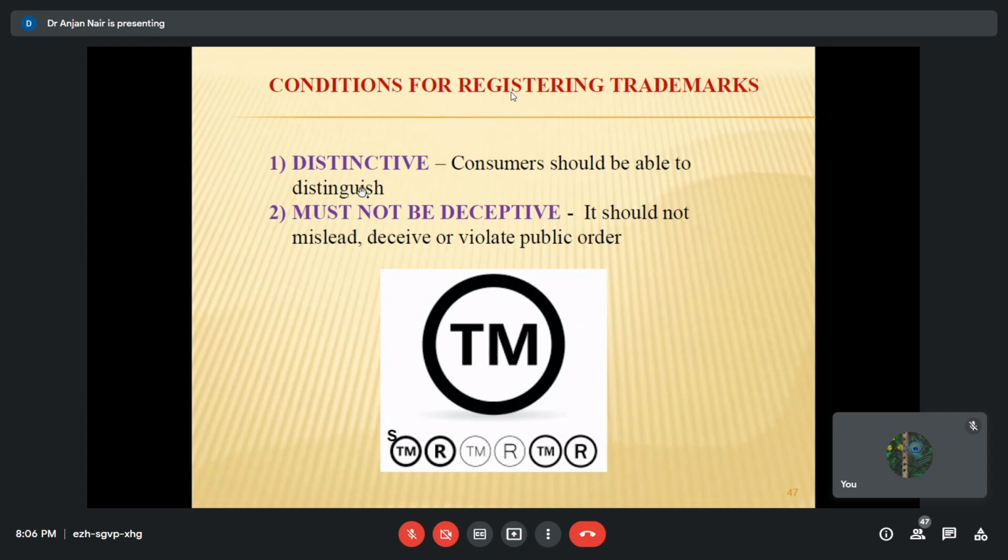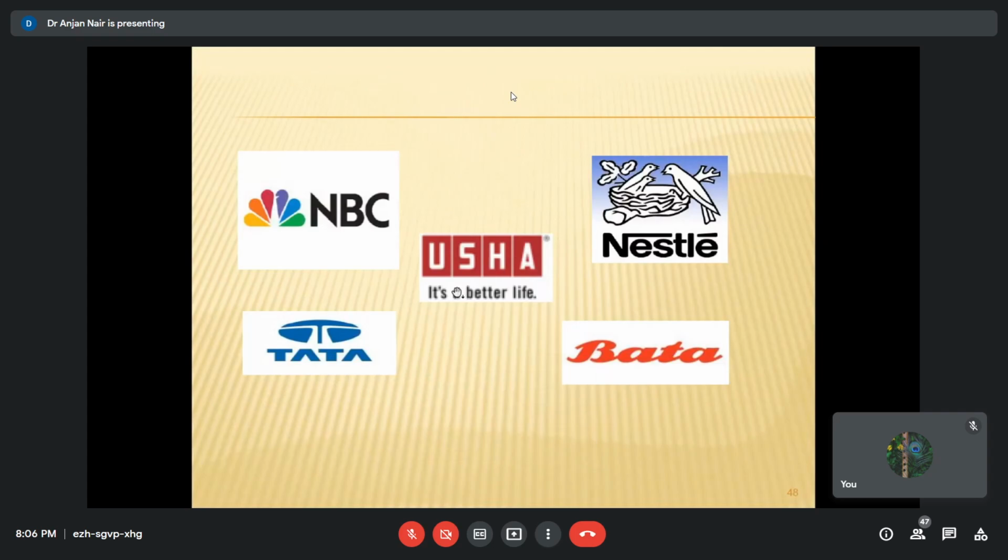So you give it, but at the same time, it should not be deceptive. This is a very important thing. So I'll give you an example. These are the logos for Nestle, this figure of the nest, and immediately Bata, Tata, Usha, NBC. Just some standard logos which are popular, which many of you might be knowing. So these are distinguishable and unique logos, both the writing and the symbols.